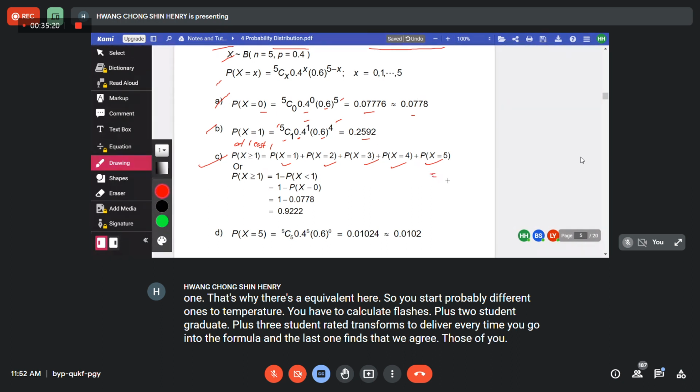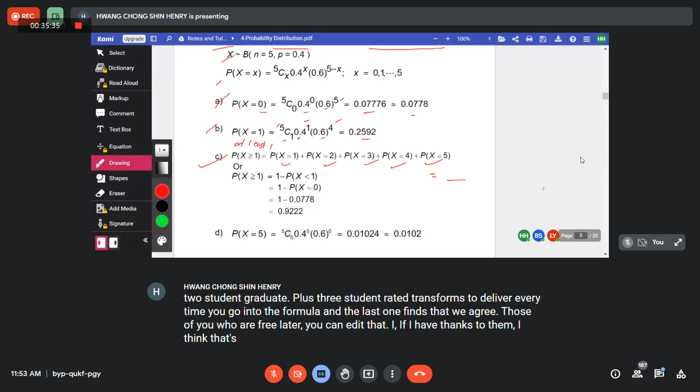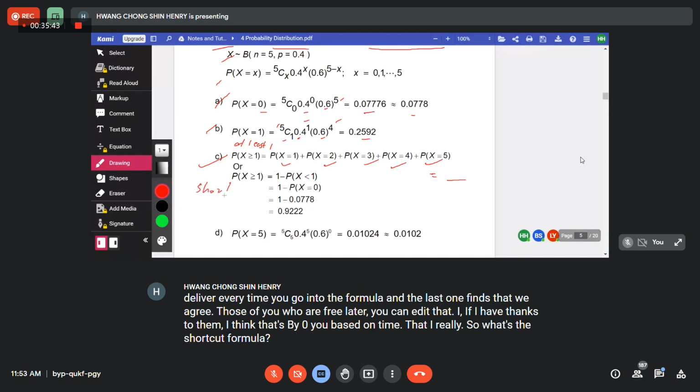Those of you who are free later, you can add it up. Calculate one by one, add it up. Is this what you want? If I have 10 students, are you going to calculate 10 students, 20 students? Crazy, right? You waste your time. By the time you finish calculating, time is already up. So what's the shortcut formula? So I use this shortcut formula.